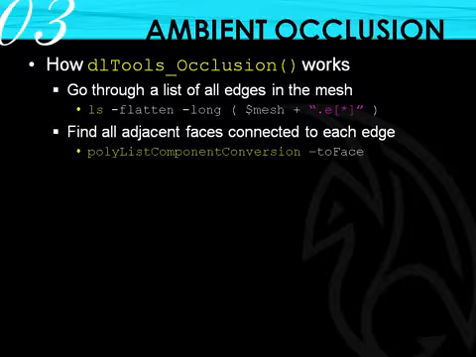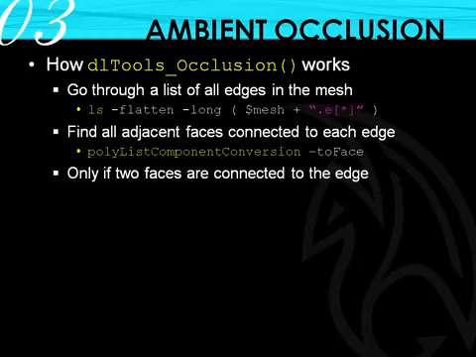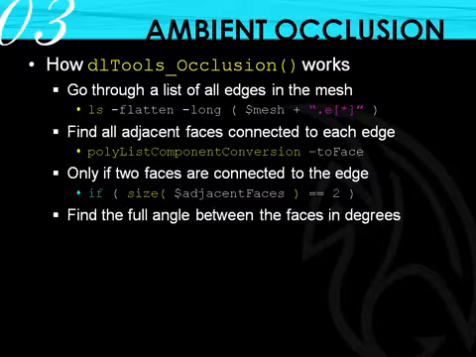Okay, so we're going to use the polylist component conversion to face. So that command will essentially, you give it any sort of component, in this case an edge, and it'll give you the faces that are connected to that edge. So now, as I said before, only if two faces are connected to the edge. If there's one face, it's going to be on the side of the mesh. If there's three, it's a non-manifold edge, so it's not correct. So we're not going to process it. So only if two faces are connected, so if the size of the adjacent faces is equal to 2.